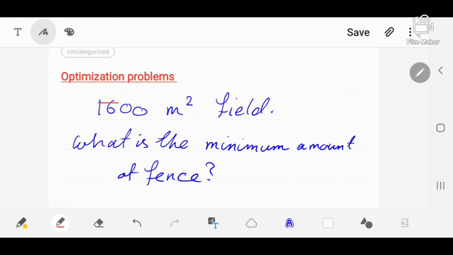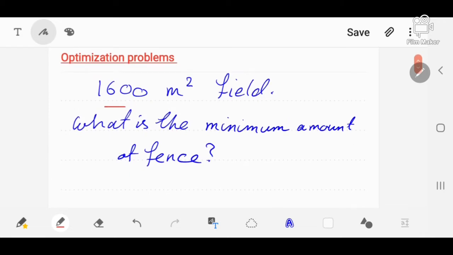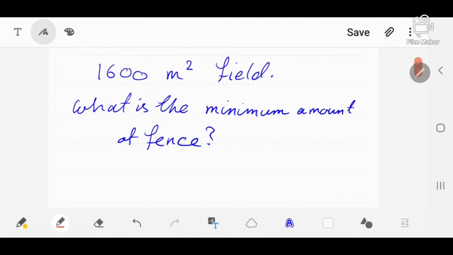Well, today I'm going to talk about optimization problems. Let's say that I'm asking you something. I need to fence a field of 1,600 meters squared, and I'm asking you to give me suggestions such that I will have a minimum amount of fence. How do you do that?